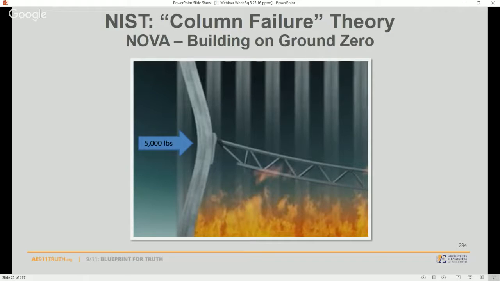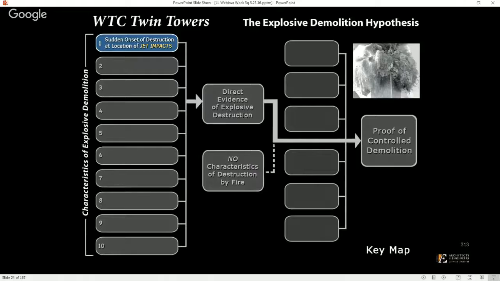So this is only one of dozens and dozens and dozens of ethical problems associated with the NIST report, some of which we'll be looking at coming up right here as we examine, are there any features of typical controlled demolition in the Twin Towers, such as a sudden onset of destruction at the location of the jet plane impacts, not at the base of the structure.